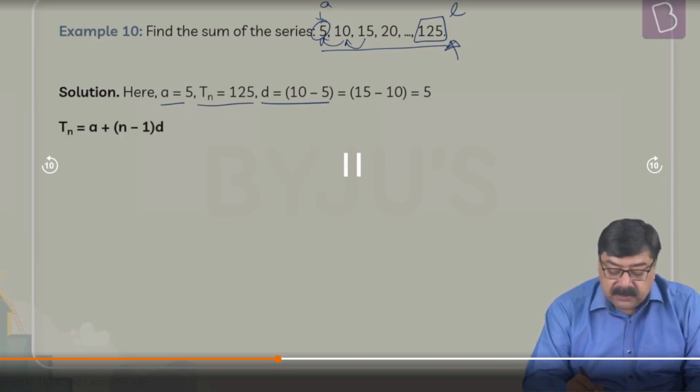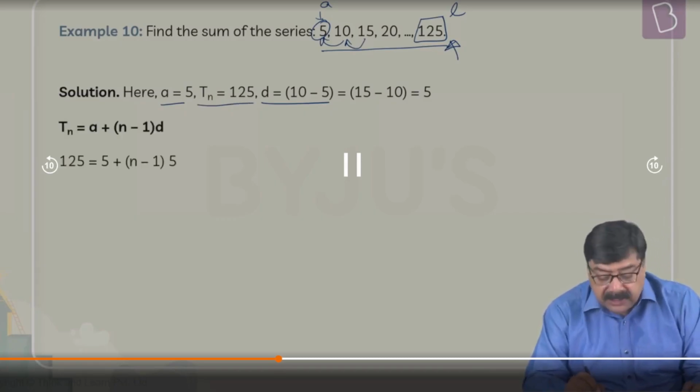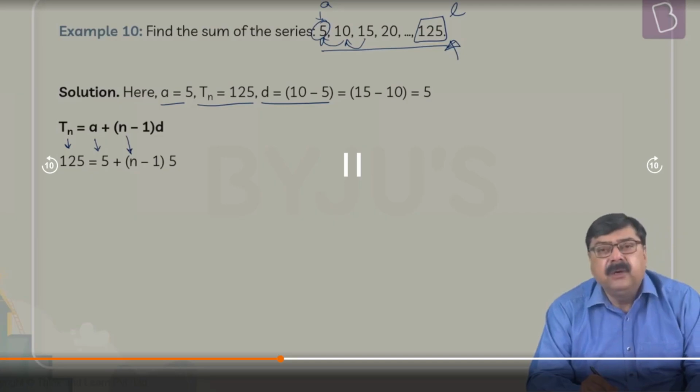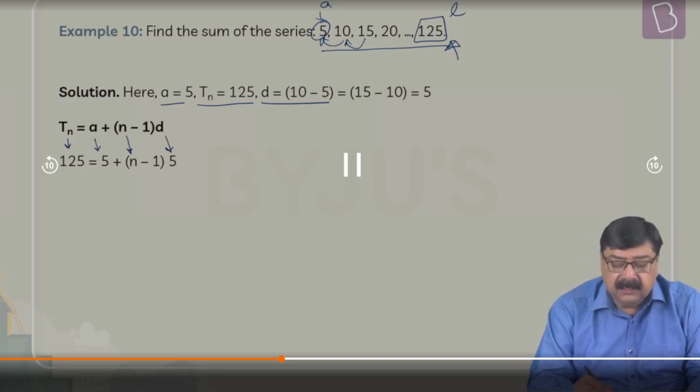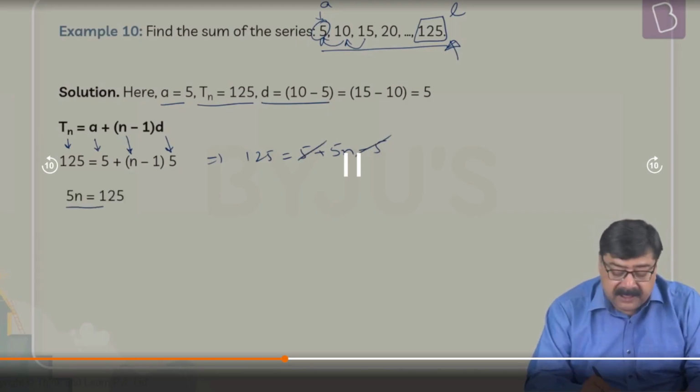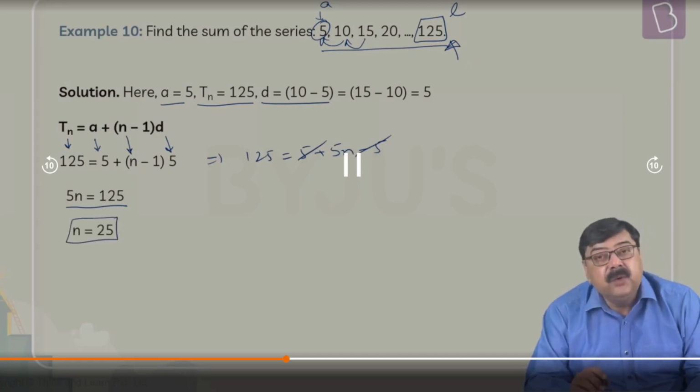So using the general expression Tn equals A plus (n minus 1)D, the last term is known as 125, the first term is known, and D is known to us as 5. So what we get here is 125 equals 5 plus 5n minus 5, wherein minus 5 and plus 5 cancel. So we get 5n equals 125, from which we get the value of n as 25.